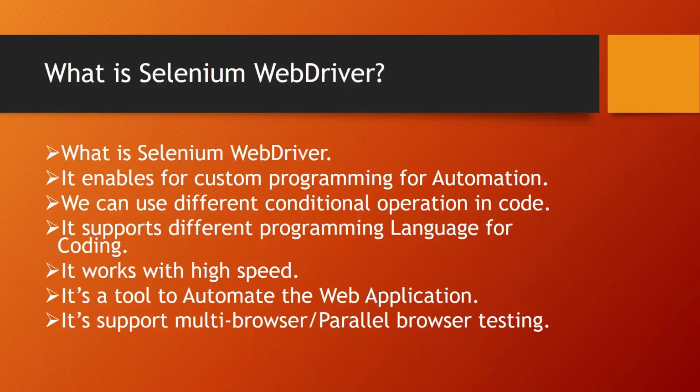The next point is that it supports multi-browser or parallel browser testing. It means that we can run 5 test cases at the same time on the same browser. Like if you want to run the code through the Chrome browser, we can run 5 Chrome browsers at a time with the same code. So it supports multi-browser and parallel browser testing. This is also one of the reasons that it works with higher speed.